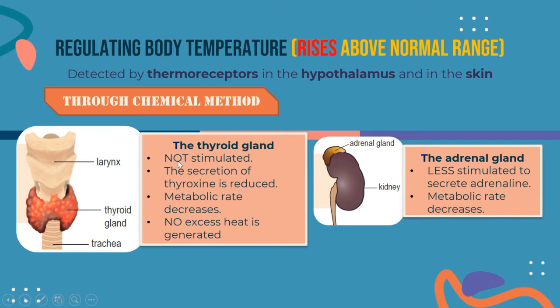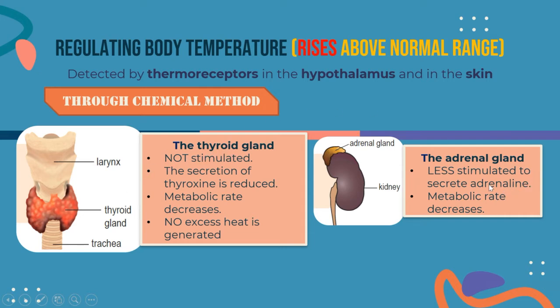What does the thyroid gland do? When the body temperature rises above the normal range, the thyroid gland is not stimulated, and the secretion of thyroxine is reduced, so the metabolic rate decreases. Metabolic rate refers to the chemical processes that occur in the body. It will decrease, and no excess heat is generated.